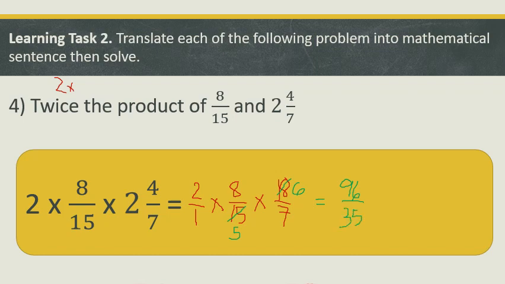So, since ito po ay improper, gagawin natin siyang mixed number. So, ilan bang 35 meron sa 96? So, we have 2. So, bali, 35 times 2 is 70. 96 minus 70 is 26. Yun ang ating numerator. Yun ang remainder natin. Over 35. So, ito yung ating answer.